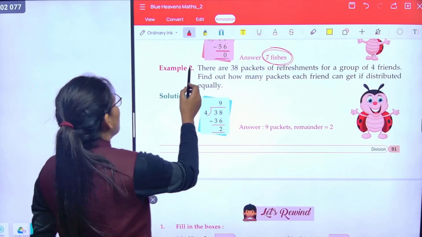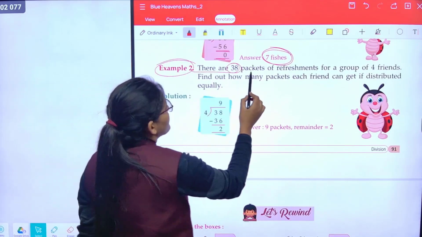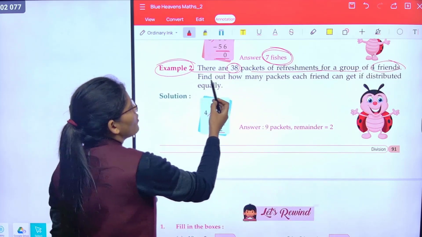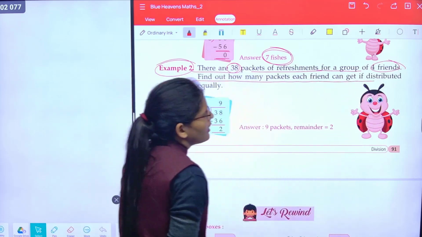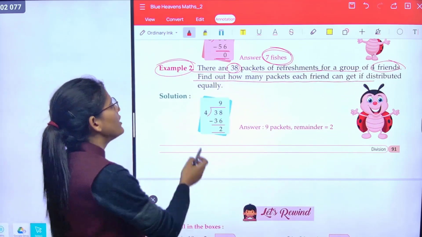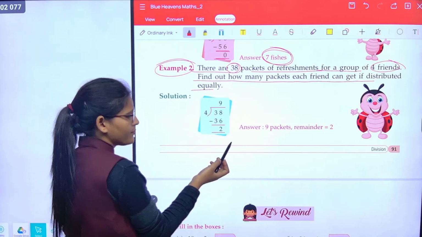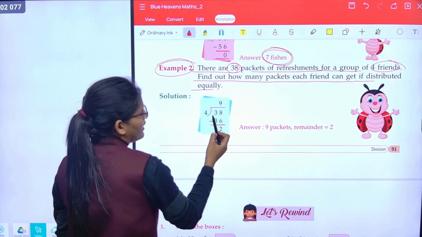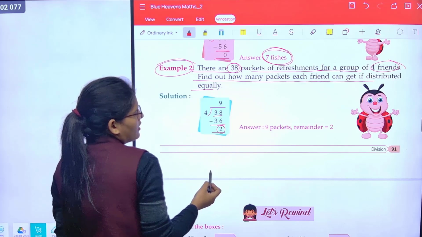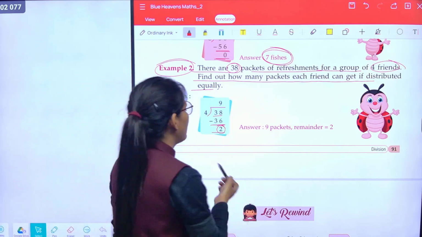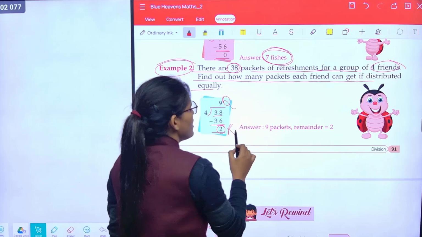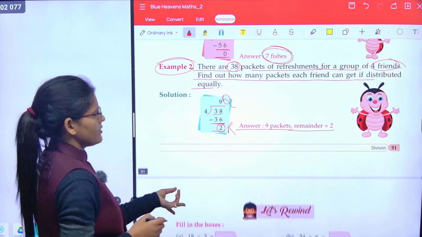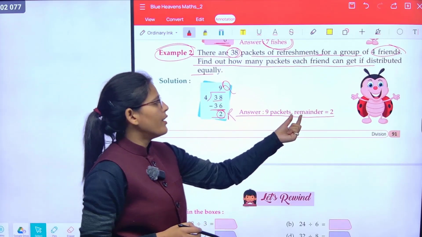Now come on the example number 2. There are 38 packets of refreshments for a group of 4 friends. Find out how many packets each friend can get if distributed equally. Now we have to divide. Now 4 nines are 36. So 38 minus 36, 2 is left over. So 2 is our remainder. 9 is our quotient. So 9 packets is quotient. Remainder is 2. Yes. Answer: 9 packets with remainder 2.